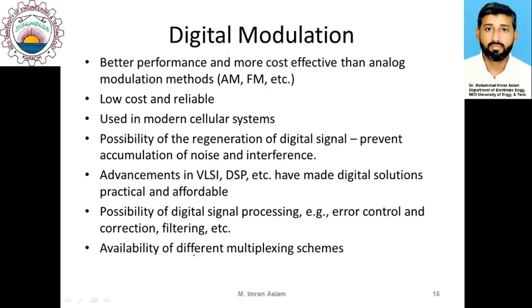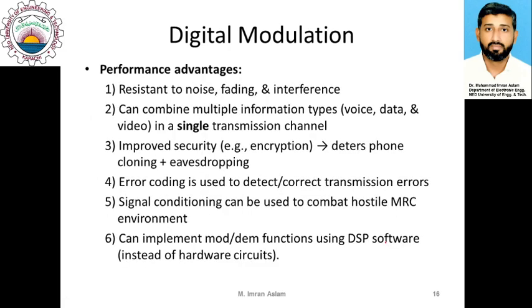Secondly, different multiplexing schemes are also available for digital modulation. For analog modulation, the most commonly used multiplexing scheme is frequency division multiplexing. Normally, we only rely on the frequency division, but for digital schemes, we have other schemes as well. For example, time division multiplexing and code division multiplexing, which can give better performance in certain scenarios. So from digital modulation, we get variety of different advantages.